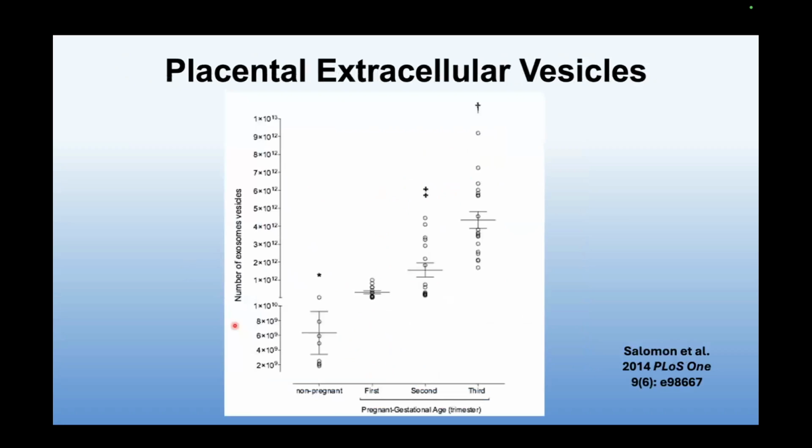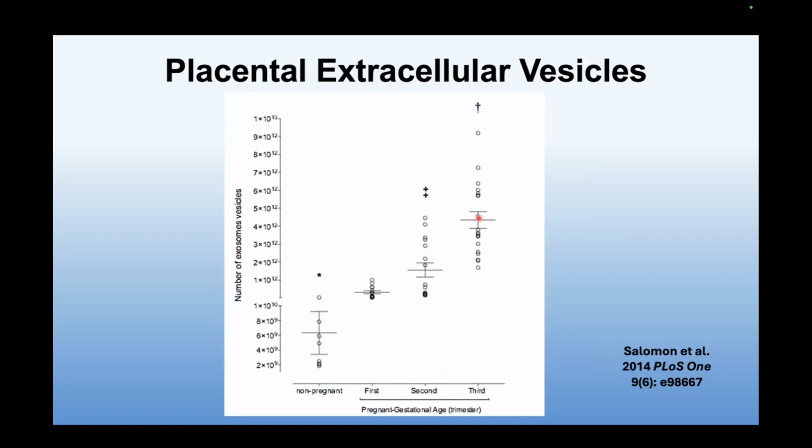Now, we'll get to extracellular vesicles. In humans during pregnancy, the EVs go way up in maternal blood. So this is a paper showing the increase in extracellular vesicles during pregnancy in humans. And so a great number of these extracellular vesicles are made by trophoblasts. So they regulate the immune response.